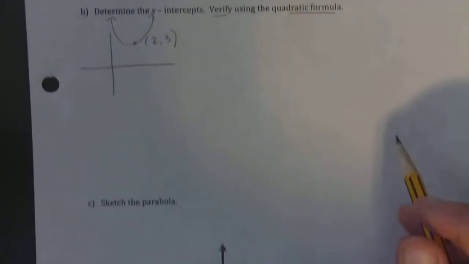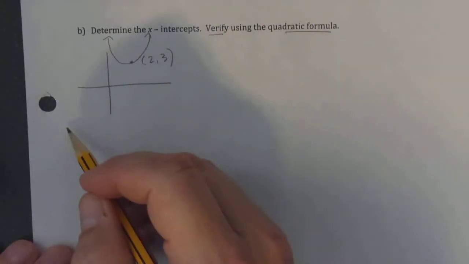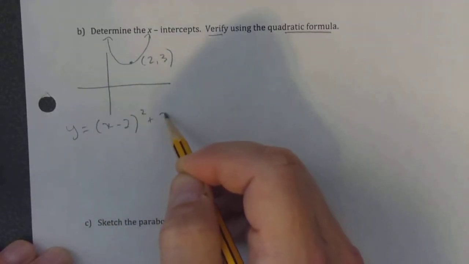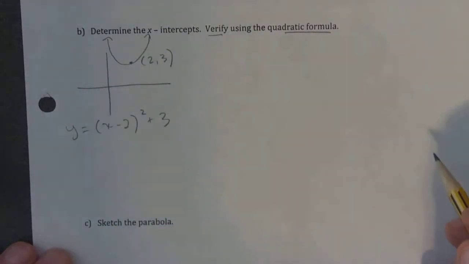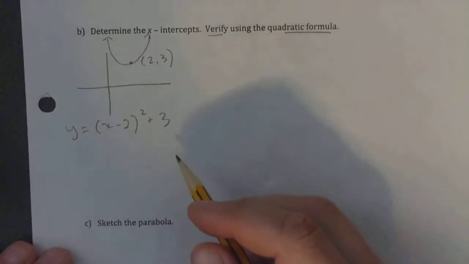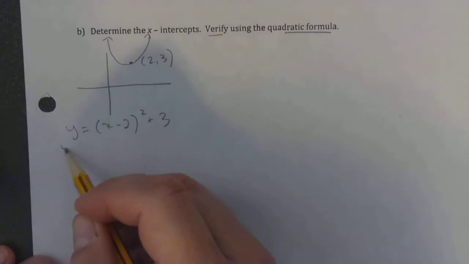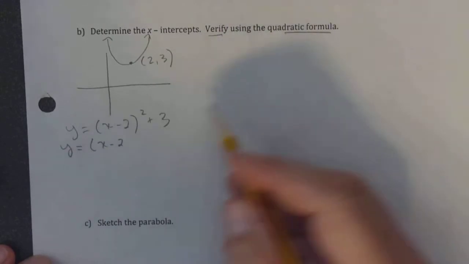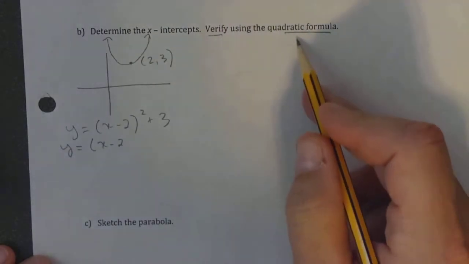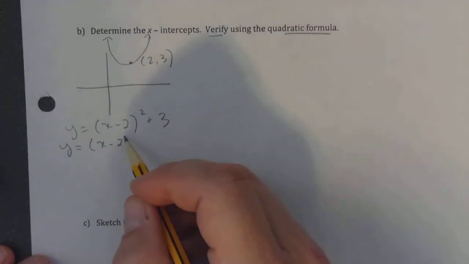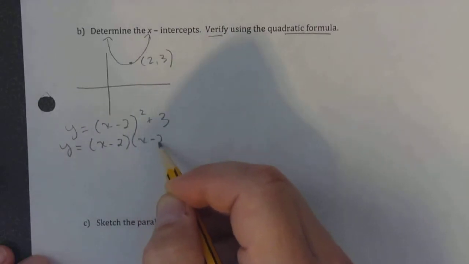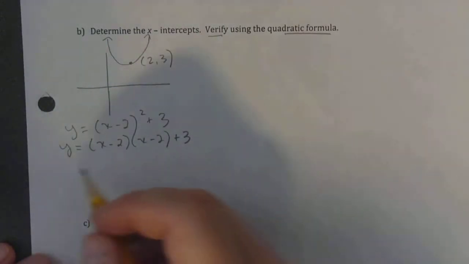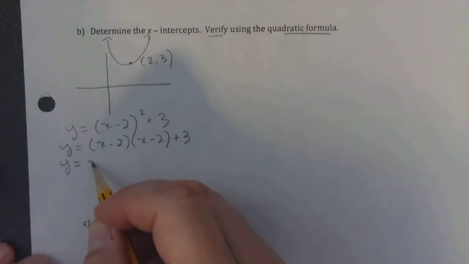Here's our equation, y is equal to x minus 2 squared plus 3. Let's put this in standard form by performing FOIL. So let's double this bracket. We're putting it in standard form so we can identify our A, B, and C for our quad formula, okay? Don't forget to drop the plus 3. So let's do FOIL on this.